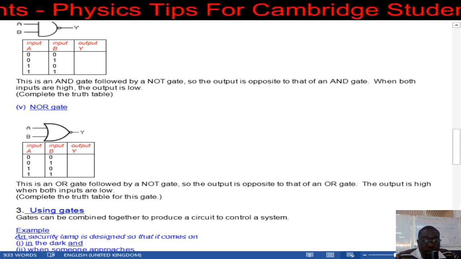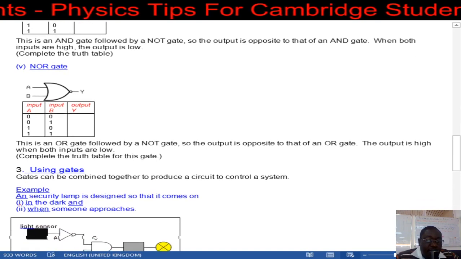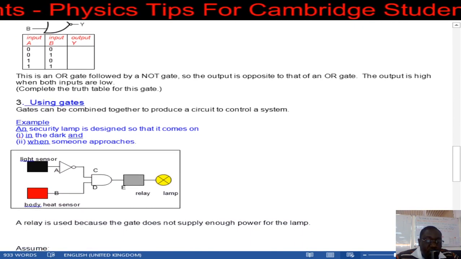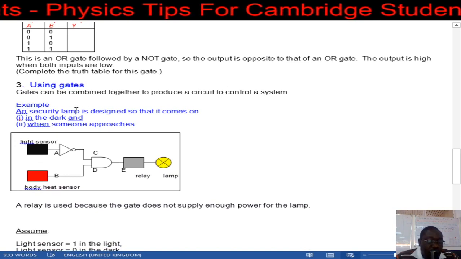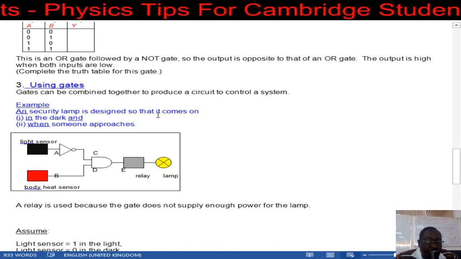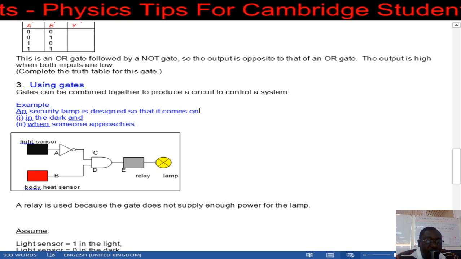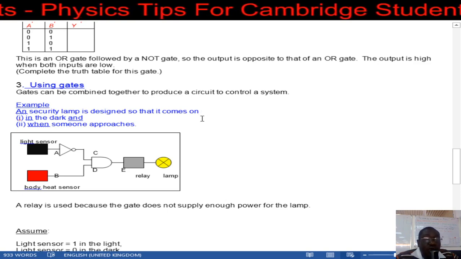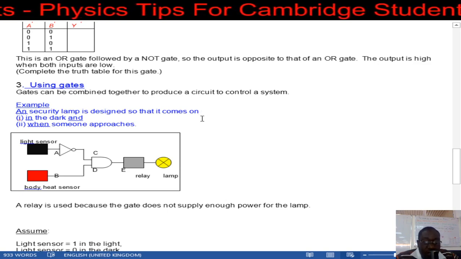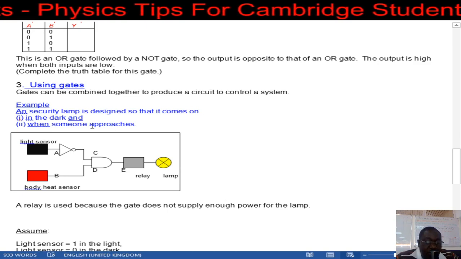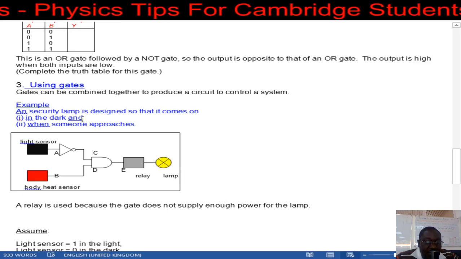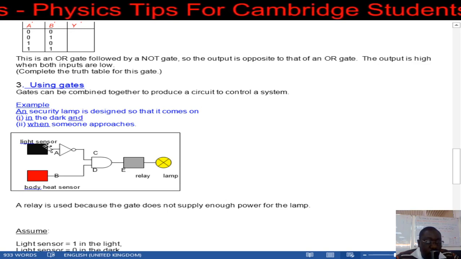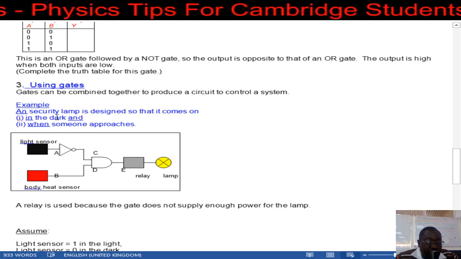Right. Now, using logic gates. Gates can be combined together to produce a circuit to control a system. An example is a security lamp, which is designed so that it comes on in the dark and when someone approaches. So the fact that we've got an AND means we need an AND gate. So we need a light sensor.